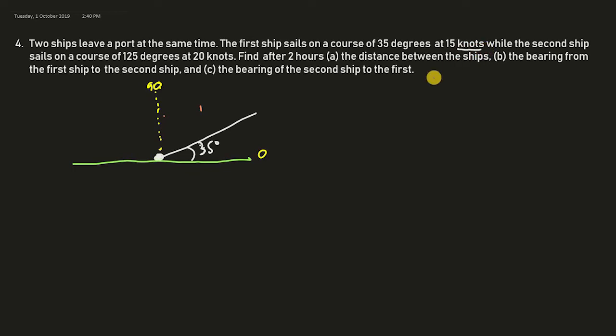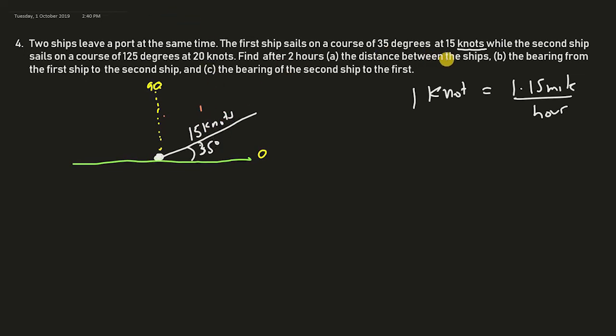What do we mean by knots? Knots, guys, is a measure of speed, like meters per second or kilometers per hour. In conversion, 1 knot, guys, is equal to 1.15 miles per hour. So, that is the speed of 1 knot. This is the speed of the ship going this way, 15 knots.